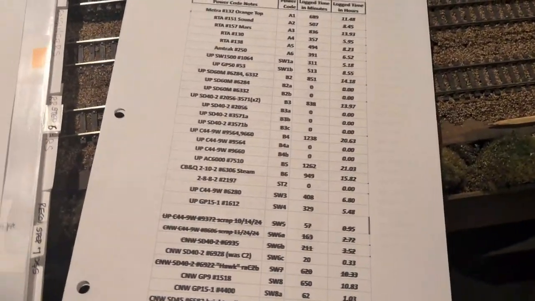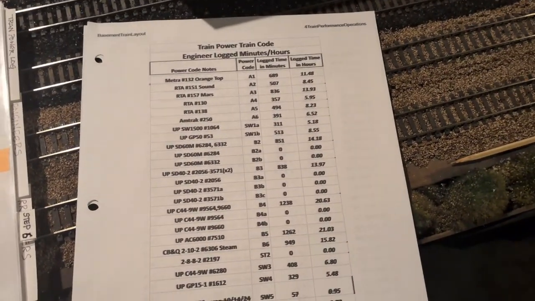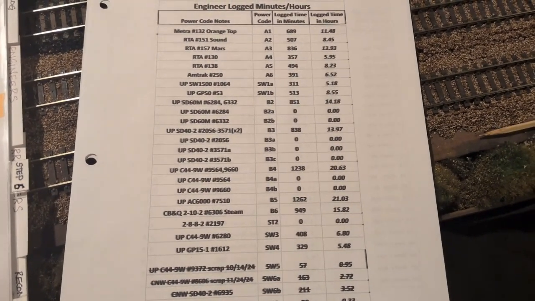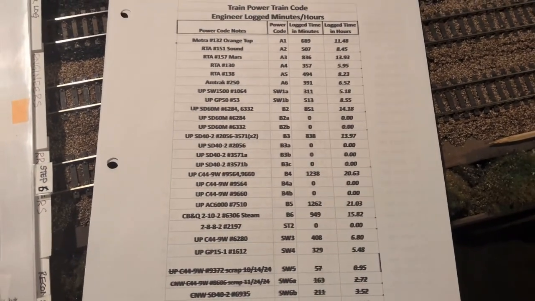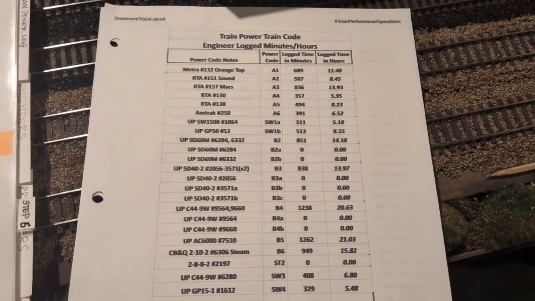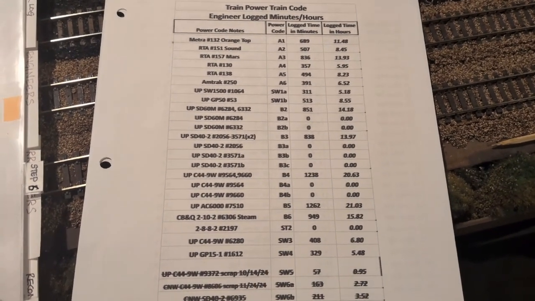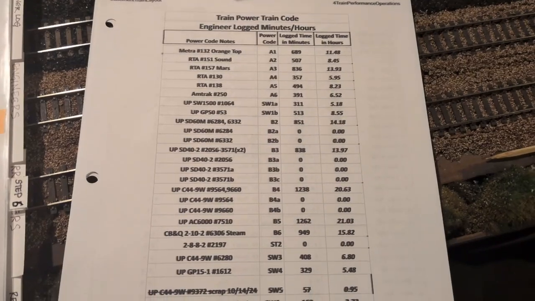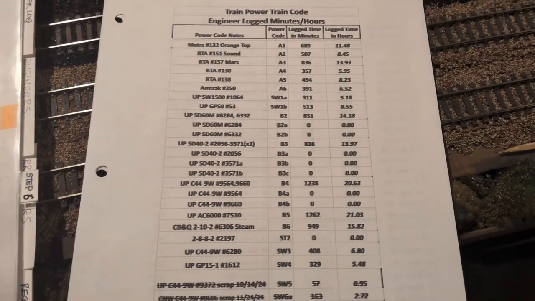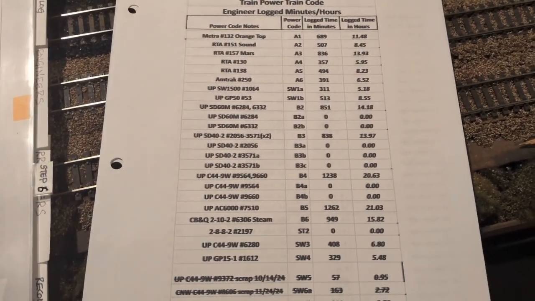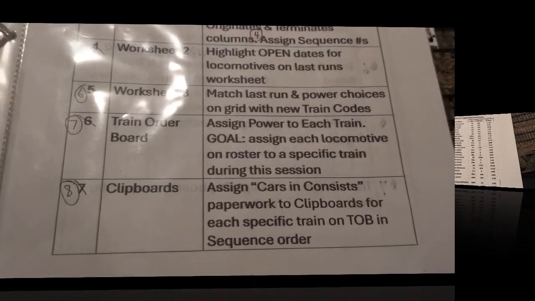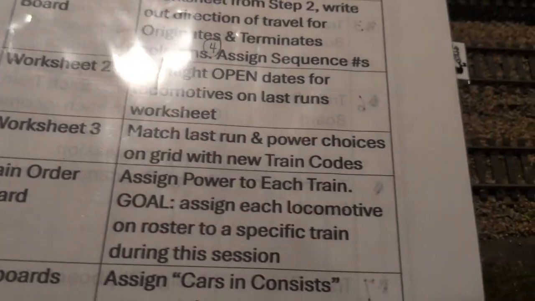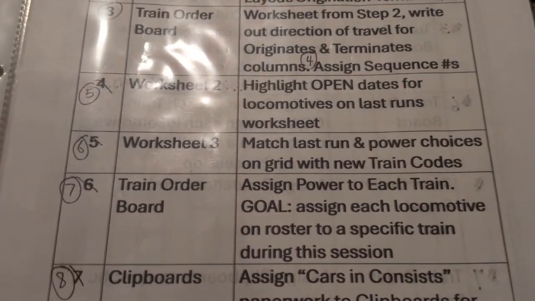And this is, again, the sheet that I use to track which locomotives to use based on where they've been, and also how many minutes they've been on the railroad. So if they don't have as many minutes, I try to use them to increase the minutes and save the ones that are the workhorses for later use. So I've assigned the power to each train as shown here. So this is step 7.